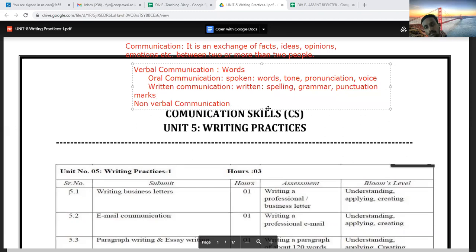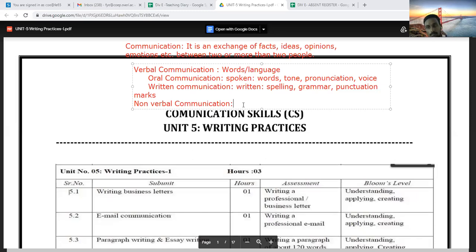Apart from this, if you understood what verbal communication is, who will tell me what non-verbal communication is? Answer me. What is non-verbal communication? Anyone? You understand what verbal is, as I have just explained: it is with the help of words, with the help of language that we communicate. This is verbal communication. So what will be non-verbal? Answer me. It is very simple.